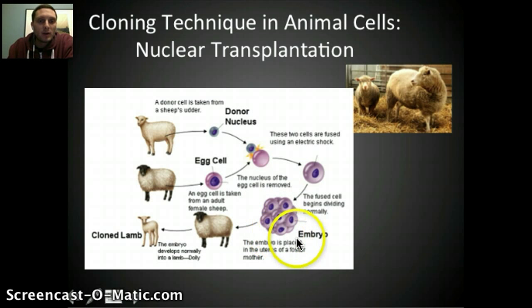By taking that embryo and putting it into a foster mother, eventually that embryo will continue to divide and develop into a new individual. This is our cloned lamb, Dolly. This is the process of nuclear transplantation. This is how Dolly was cloned, and one way that we can clone organisms. And we'll look at this a little bit more closely in class and discuss this application a little bit further.